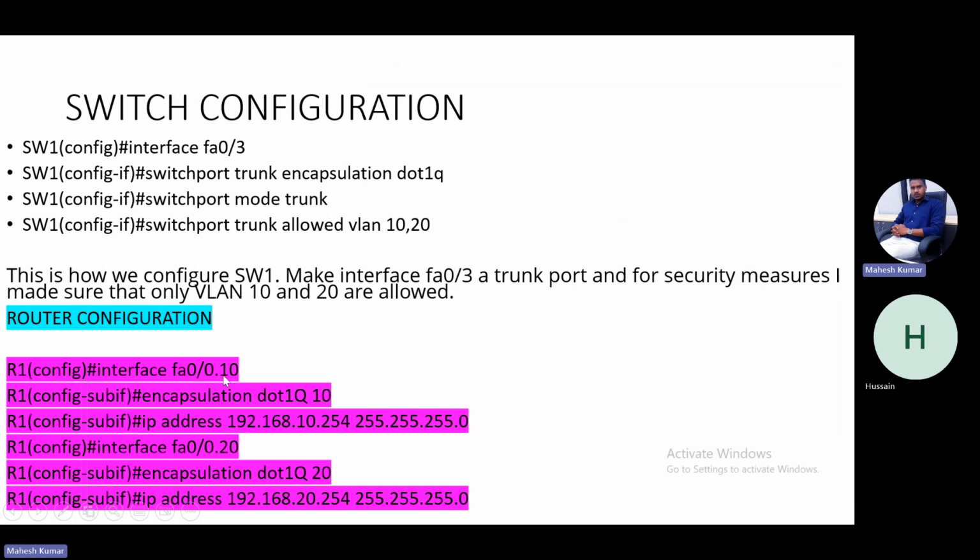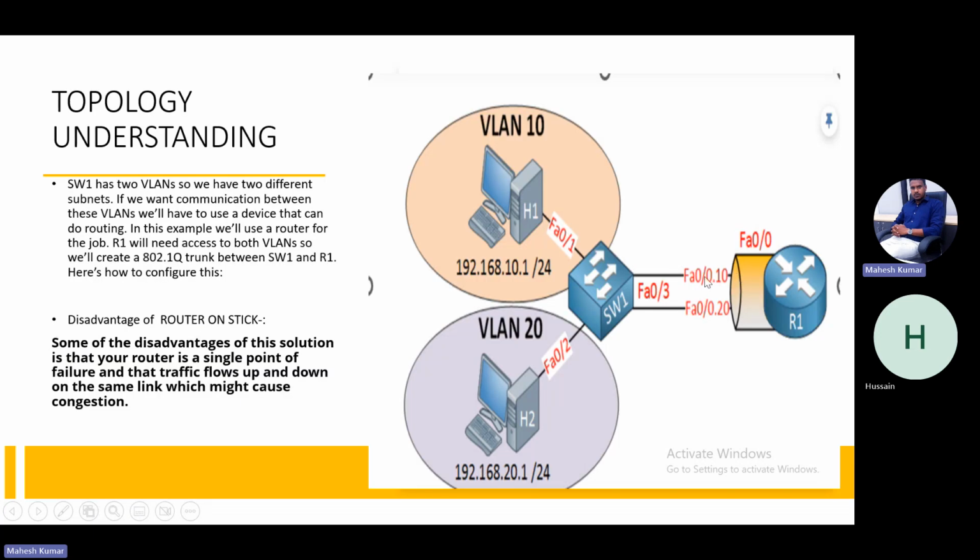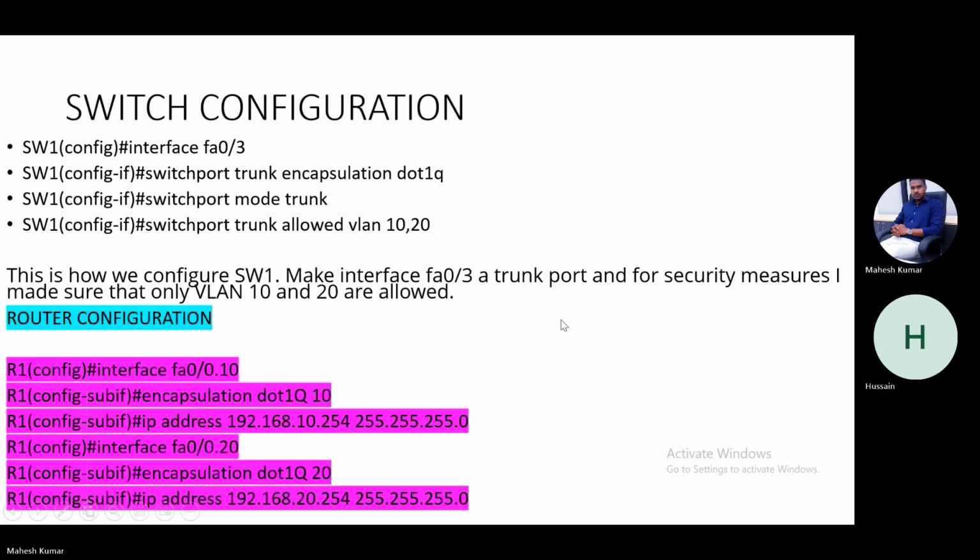Interface FastEthernet 0/0.10. Dot 10 is nothing but we are creating a sub-interface of that 0/0 interface. Then we use encapsulation dot1q, and we need to tell it for which VLAN, for VLAN 10. Then we need to assign an IP address.